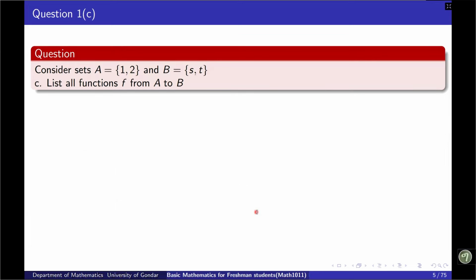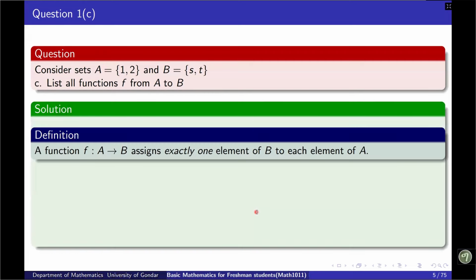The third one is: list all functions f from A to B. We know that a function is said to be a function from a non-empty set A to set B if and only if it meets the criteria for the given relation from A to B to be a function. That means a function f, which maps from A to B, assigns exactly one element of B to each element of set A.